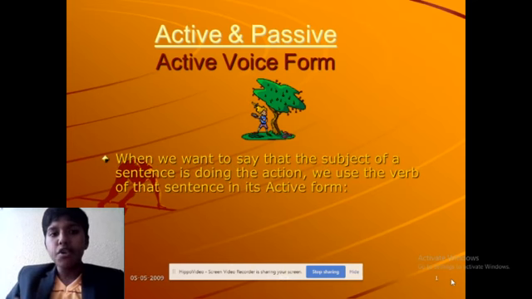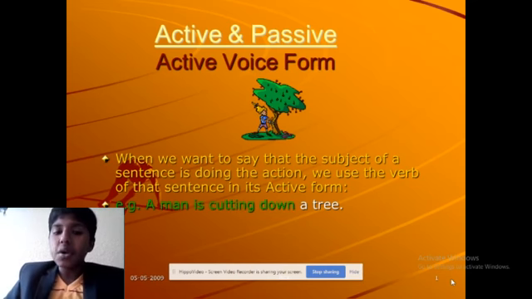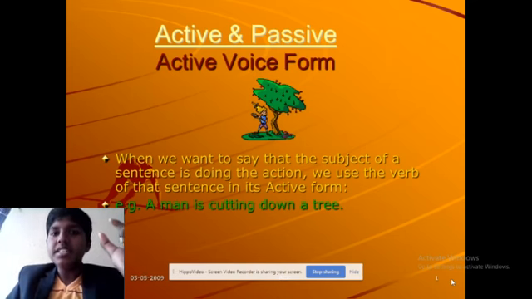But in the passive form, you can see in the next slide. For example, we'll see an example in active voice form. A man is cutting down a tree. In this case, who is the subject? A man. And who is cutting down a tree? The man is cutting down a tree. So we can see that the subject is the man and he is performing an action, cutting down the tree. So cutting is the verb and the tree is the object.